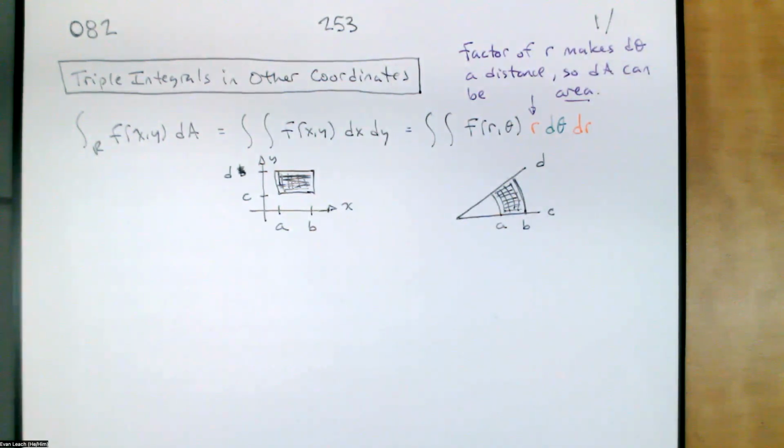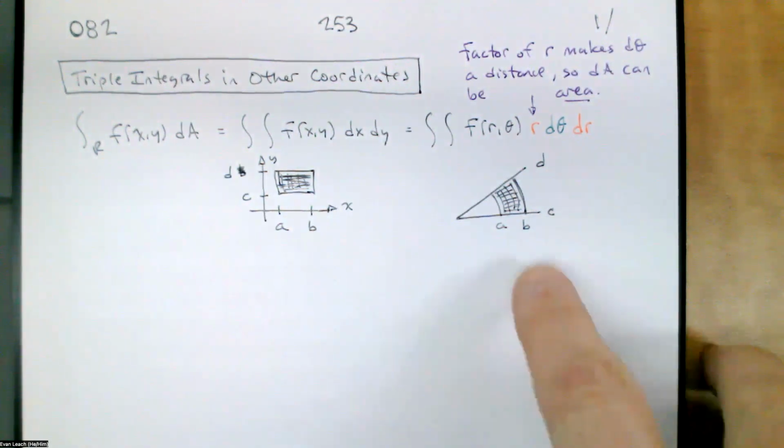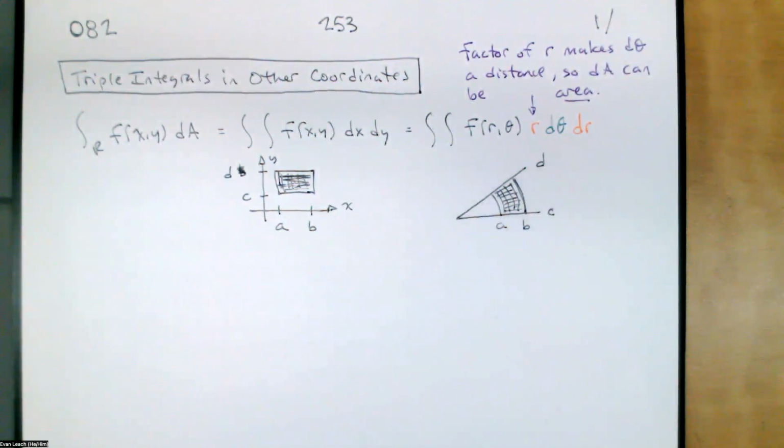In polar coordinates, we have locations described by r and theta, so a distance and an angle. The intersection of two intervals in polar coordinates will be the sector of a circle, possibly with some missing if r does not start at 0.